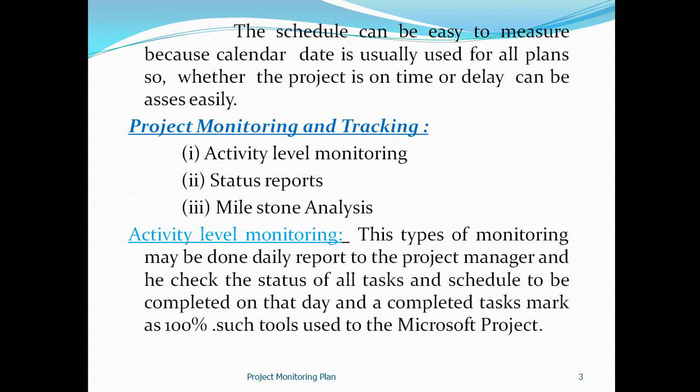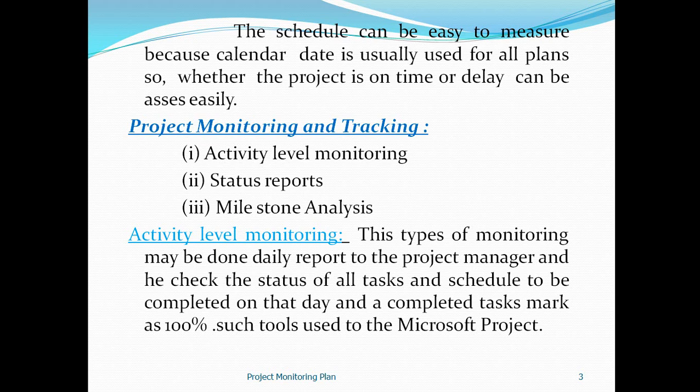The project monitoring and tracking can be classified into three categories, to understand the progress of the project. These subcategories are activity level monitoring, status reports, and milestone analysis.